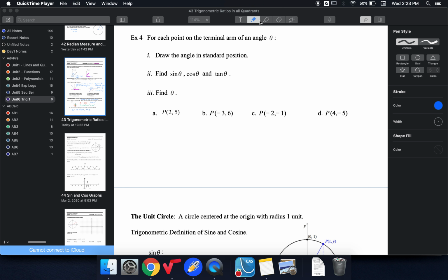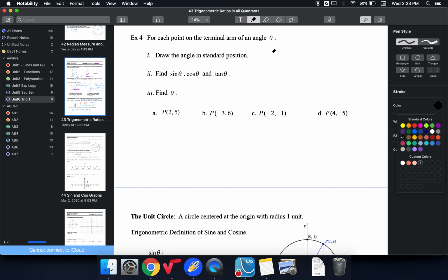So remember that means we're going to start at the origin. We're going to put the vertex at the origin. We're going to then make our initial arm the x-axis, and theta is going to go this direction. Then we want to find sine, cosine, tangent, and then finally we're going to find the angle theta. So let's start with this first one.